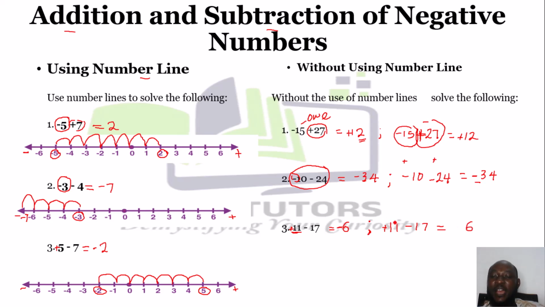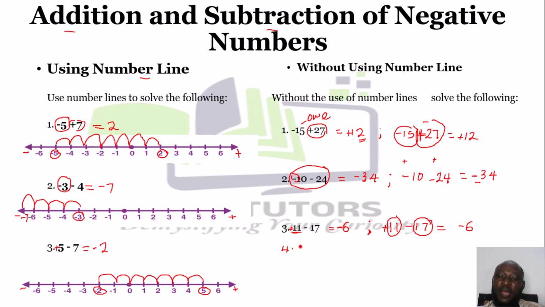Here I have 11 here, right? And I as well have 17 here. Which one is bigger? Is it the positive number or the negative number? This 17 here is bigger than 11. So since 17 is bigger than 11, which sign is 17 carrying? 17 is carrying a negative sign. So what I will just do here is to put a negative sign here. And that is it. Let us try another one again.